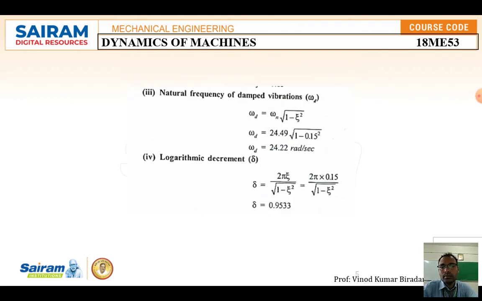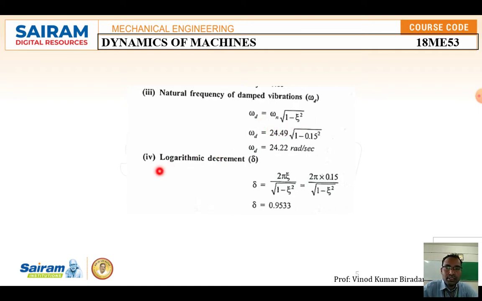Next one is to find the natural frequency of a damped vibration. The damped natural frequency, denoted by omega d, is equal to omega n times square root of 1 minus zeta square. We have omega n and we know the zeta value, so substitute here. We get the damped natural frequency omega d is equal to 24.22 radian per second. This formula is very important for upcoming problems, so we have to remember this: damped natural frequency omega d is equal to omega n square root of 1 minus zeta square.